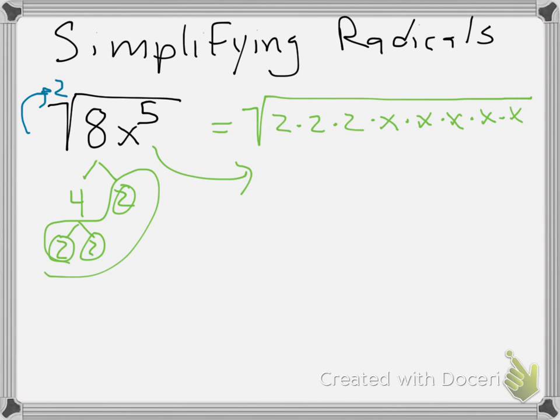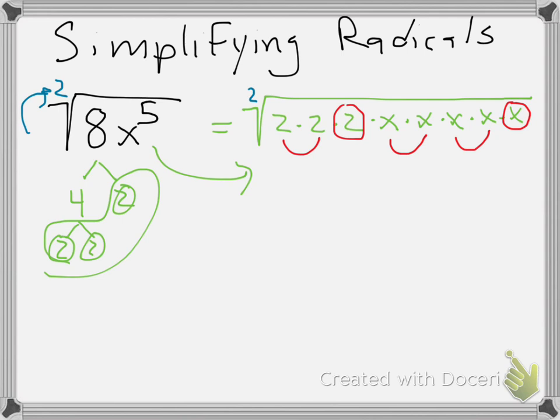So now we're actually going to combine. Like I said earlier, there's an invisible 2 here, so we have to break it down into pairs. Our first pair is here. This 2 is by itself, so we can't pair it up with anything. We have our next pair here and our next pair here. This x is also by itself, so we're not going to pair it with anything.